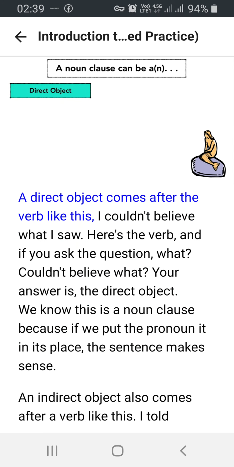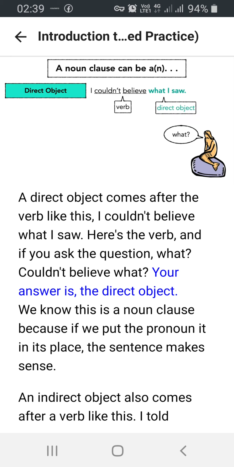A direct object comes after the verb like this. I couldn't believe what I saw. Here's the verb, and if you ask the question, what? Couldn't believe what? Your answer is the direct object. We know this is a noun clause because if we put the pronoun it in its place, the sentence makes sense.